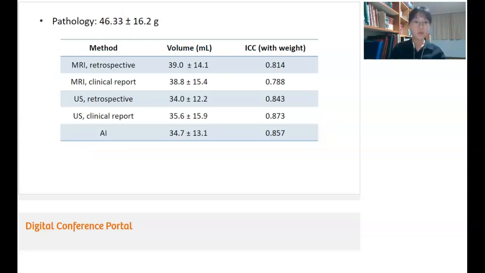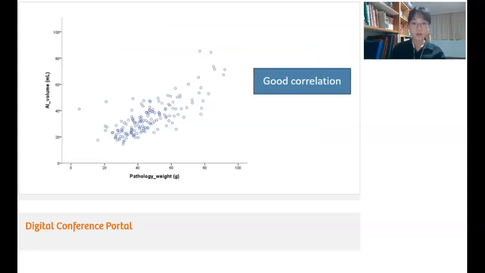Prostate gland volume measured by AI showed the second highest ICC with the prostate gland's weight. The graph also showed the good correlation between volume measured by AI and the prostate gland's weight. It's a preliminary result, and I'm not sure how I can set a solid reference for prostate volume. Anyway, I believe that a volume measurement by AI is reliable.